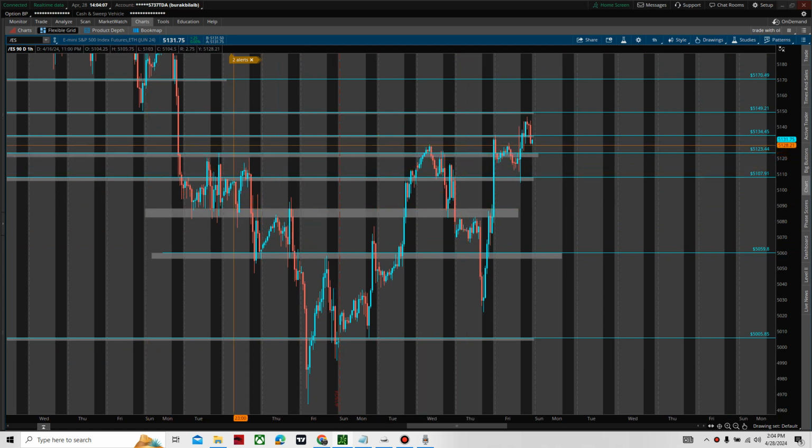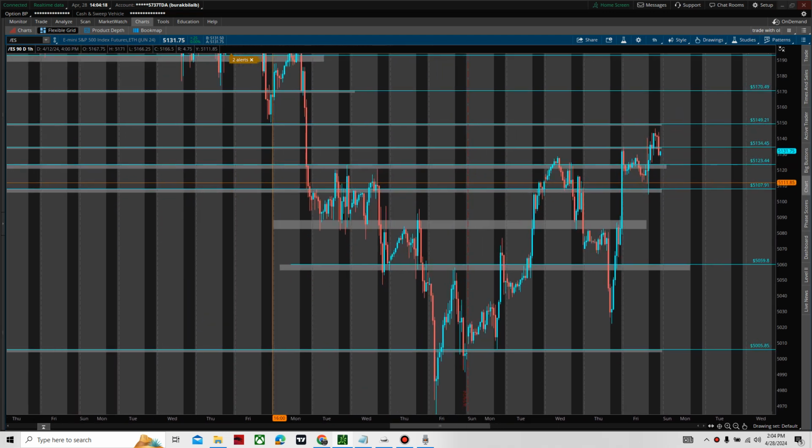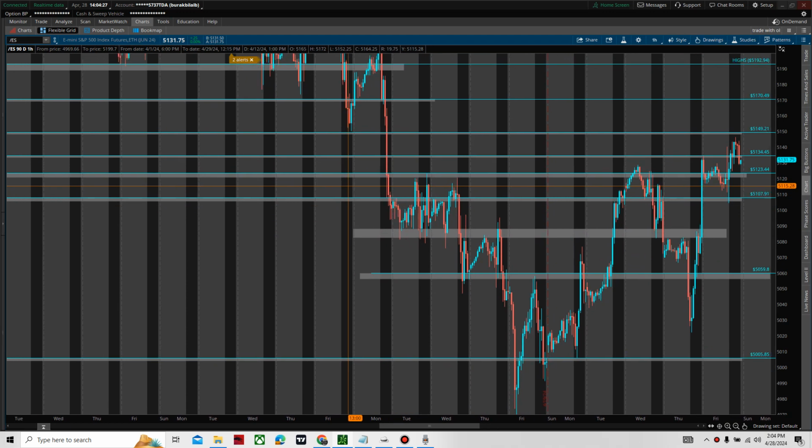So let's look at my first level here, okay? 5134 and 5123. So why did I mark these levels? First of all, I do not mark my levels every week. I look at my past data too. So I have 5123 already marked way before, months ago.